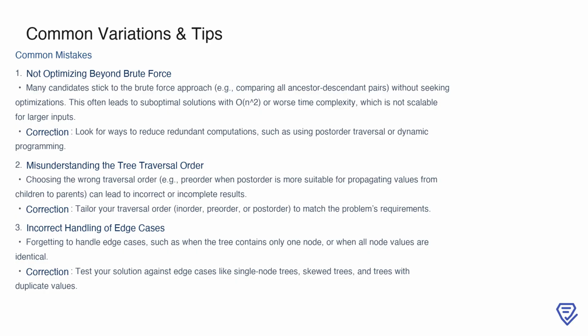Lastly, edge cases are often overlooked. These include scenarios like trees with only one node, skewed trees, or trees where all node values are identical. To ensure robustness, test your solution on these edge cases and verify that it handles them correctly.